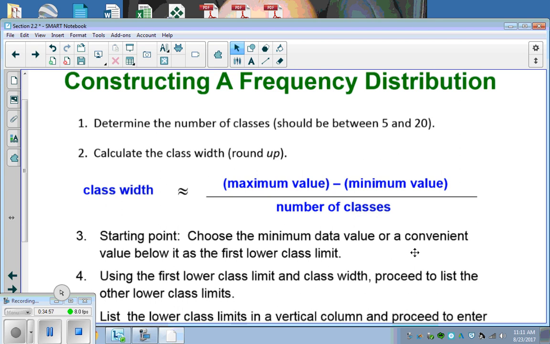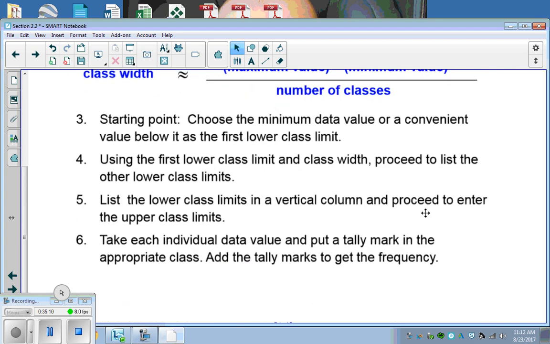And determine that, and then we're going to look at the maximum and minimum, divide by the number of classes we want, so we have an approximate class width. Okay? Choose your lower limit, your class width, make your chart, and then you'll start putting a tally mark in each of those particular widths so we know the frequency.